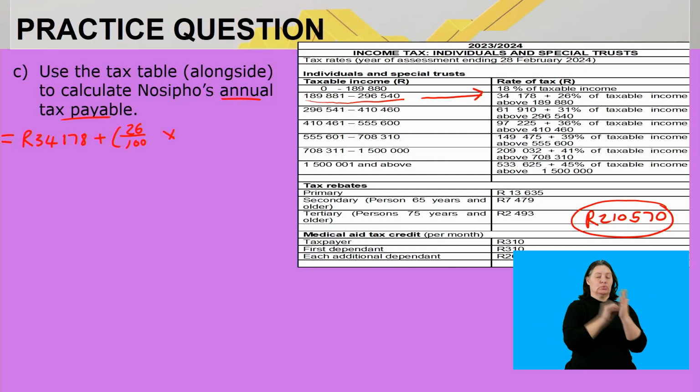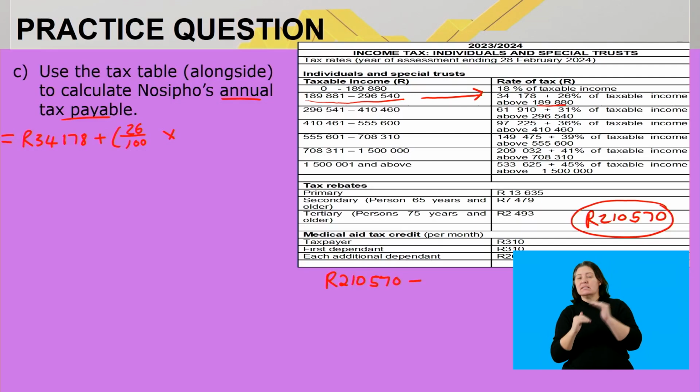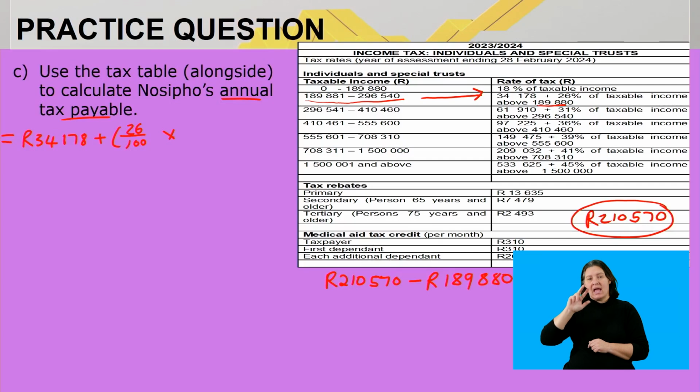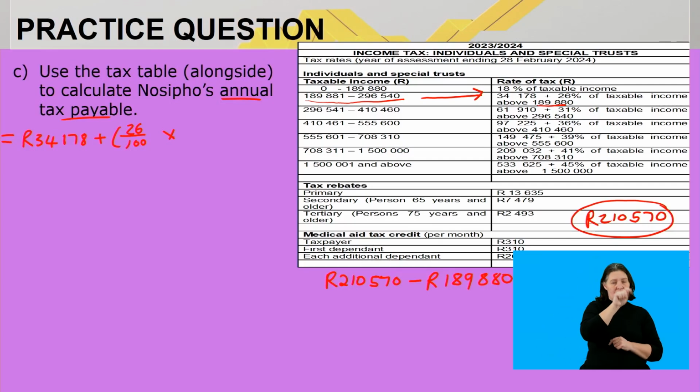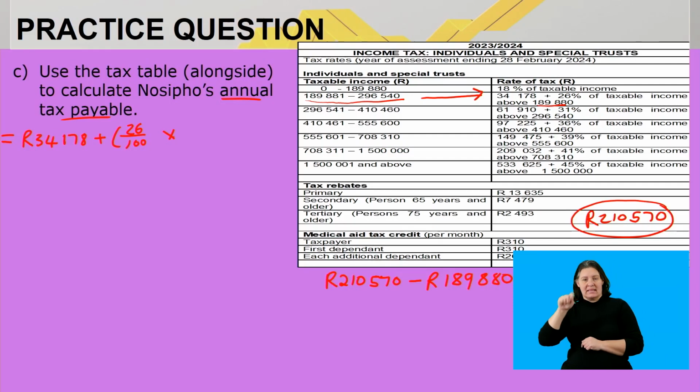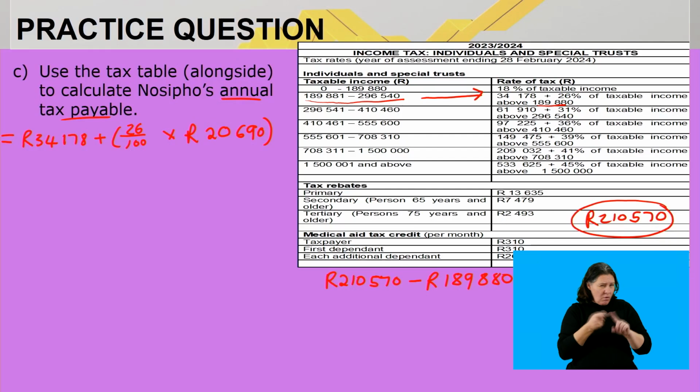So how will I get that? I'll take the 210,570 rand, that is my taxable income, minus, right, the ceiling amount there, minus the 189,880 rand. Okay, so let's do that calculation. 210,570 minus 189,880 rand. So that will give us 20,690. Guys, I hope that's clear. You see where I'm getting the 20,690 from? I took the taxable income, right, and I subtract the 189,880. On that difference, we must pay an additional 26%.